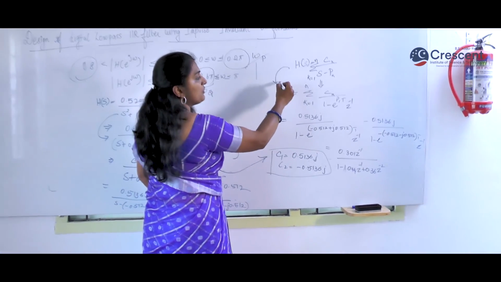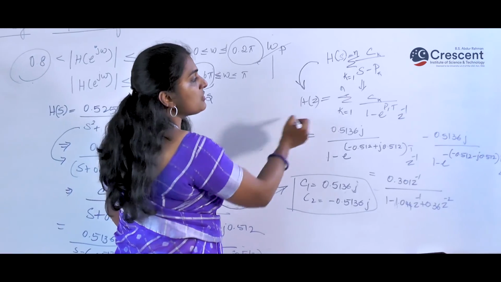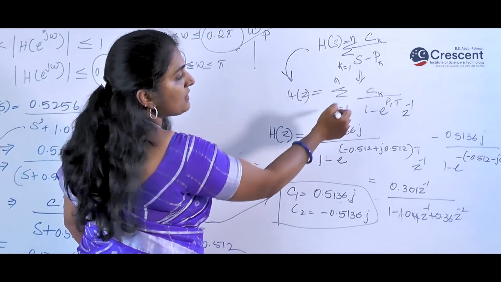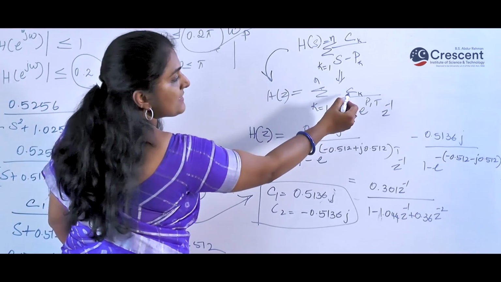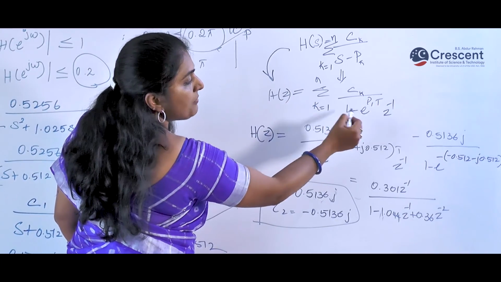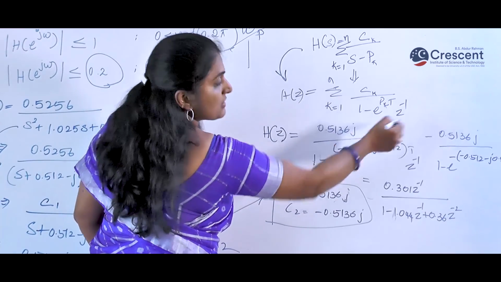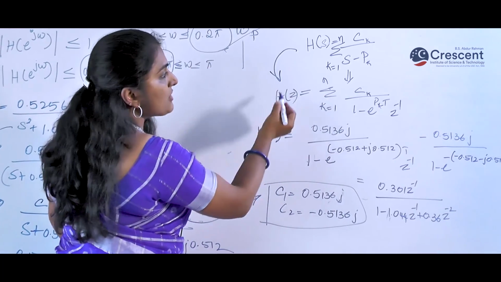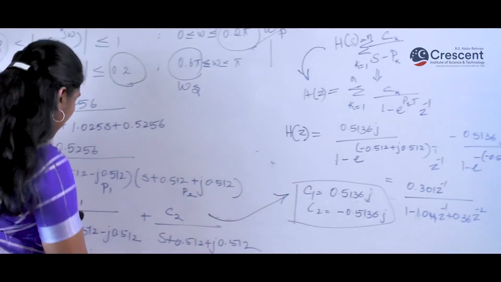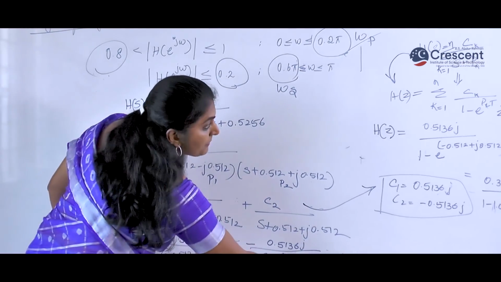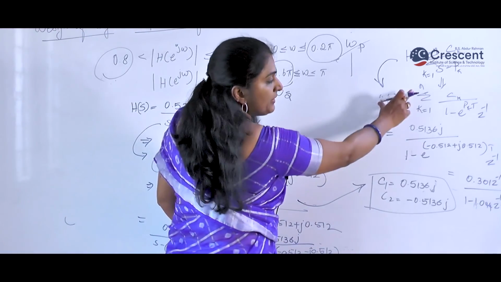With this we can convert into H of z based on the transformation formula which I have already shown: summation k equal to 1 to n of ck divided by 1 minus e to the power of pk into T into z inverse. So this is the transformation formula. In the place of p, we have the two parameters, this is P1 and this is P2, and the same we need to apply over here.